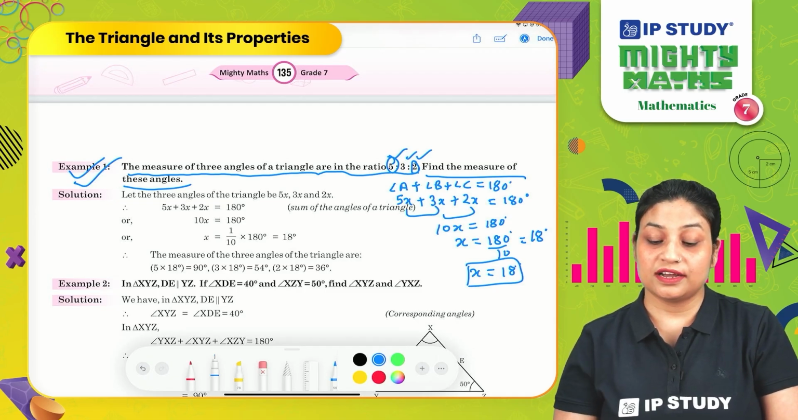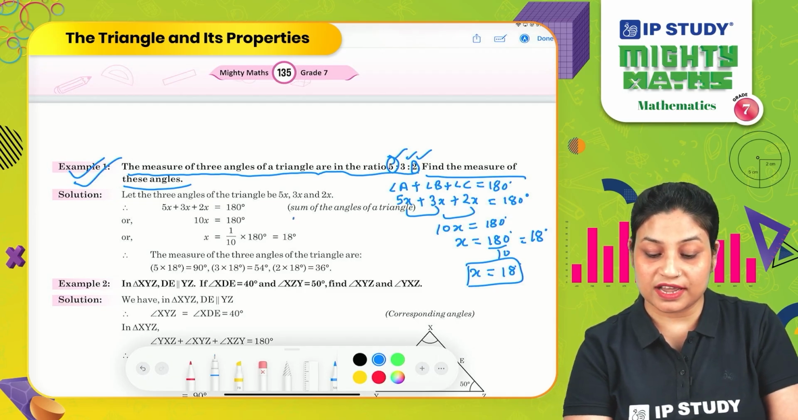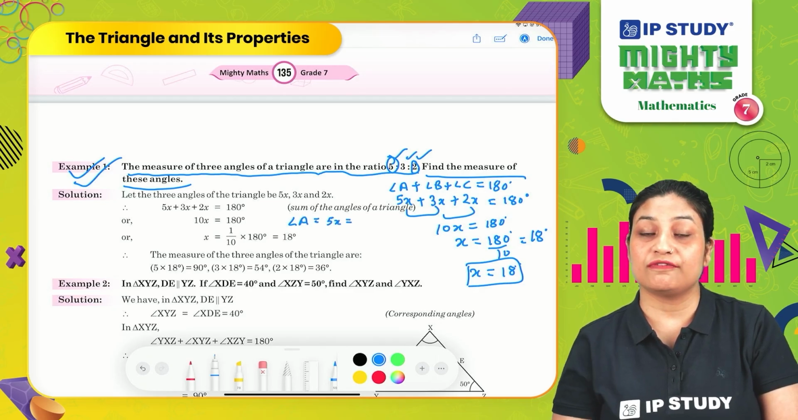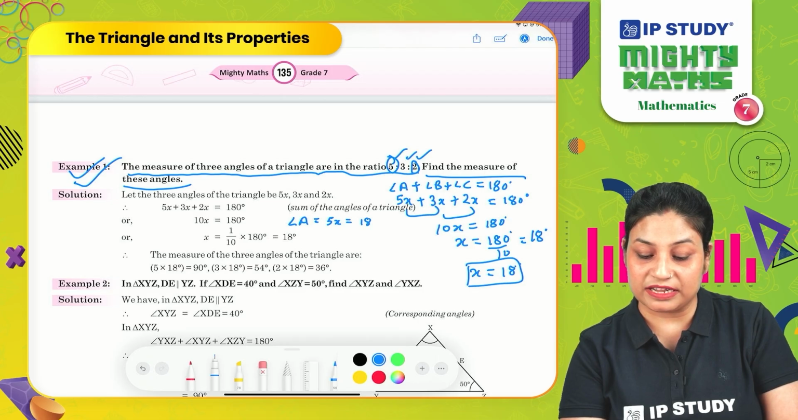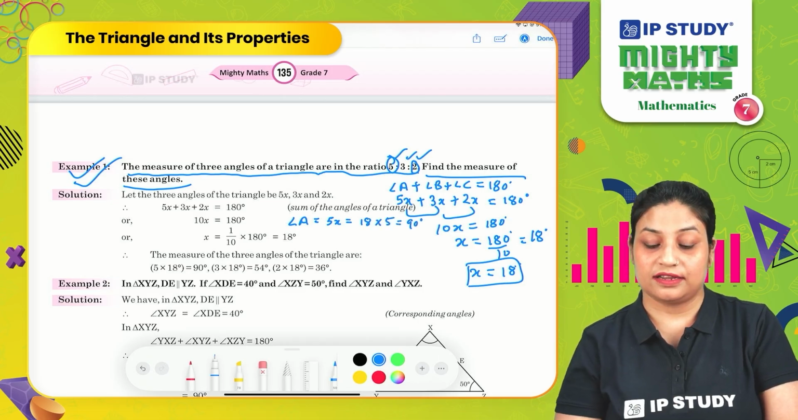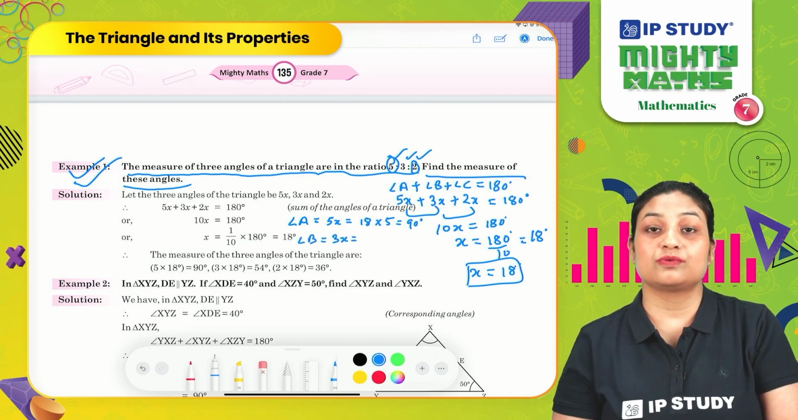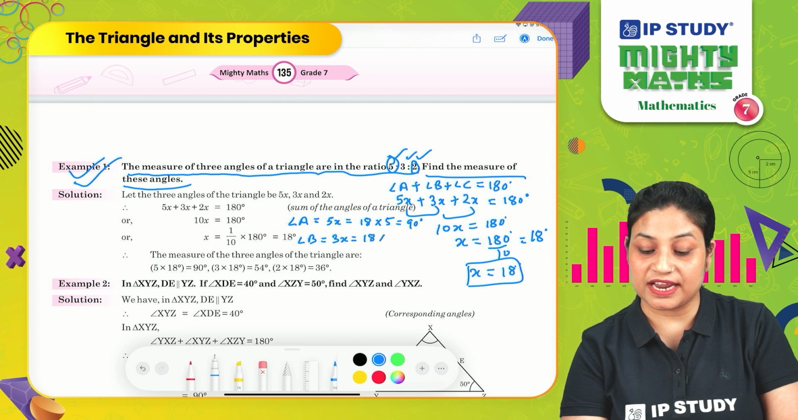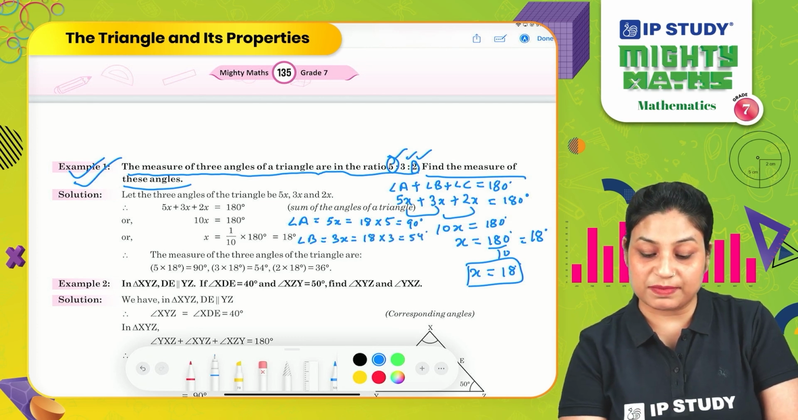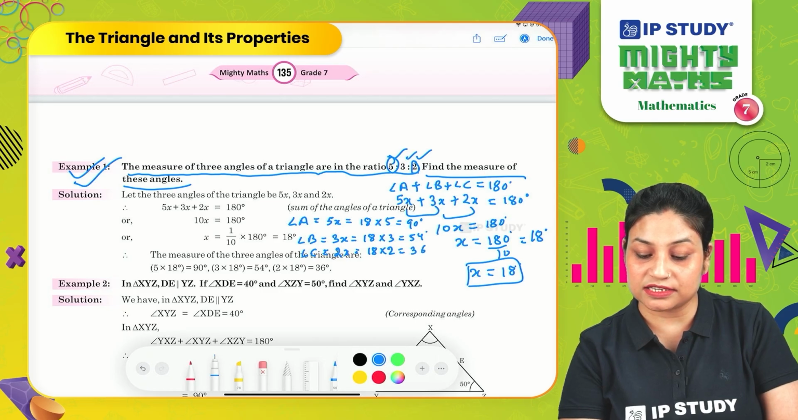At the beginning, I told you we have assumed angle A to be 5x. So what will be the value of angle A? You have to simply multiply 18 by 5, which comes out to be 90 degrees. What was my angle B? Angle B was 3x, so you simply multiply 18 with 3 and you will get 54 degrees. And what was my angle C? Angle C was 2x, so simply multiply 18 by 2, that is 36.